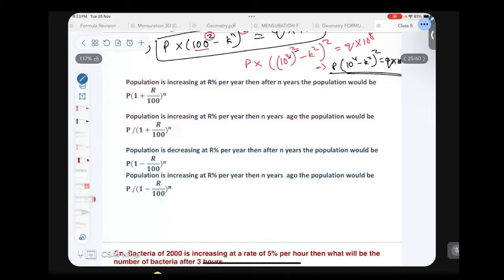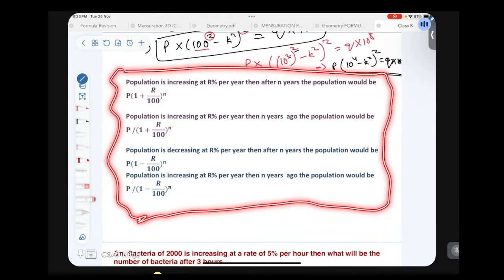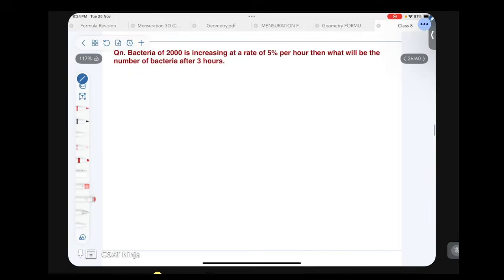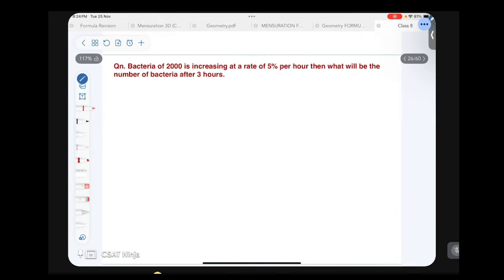This one is a question based on population. You can memorize this formula, or without memorizing also. I'll solve without memorizing, but if you want to, you can memorize this one. These are the formulas. The population is increasing at R rate per year. After n years, the population would be this one. Without the formula, let us try to approach. I'm solving this to make it much easier for you, so that without the formula also you can solve for the answer.